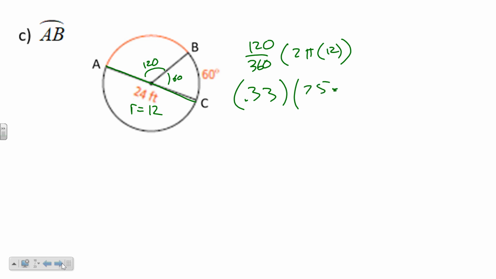75.40. 0.33 times 75.40 is 24.882. I guess I rounded to 2 decimal places. Feet.